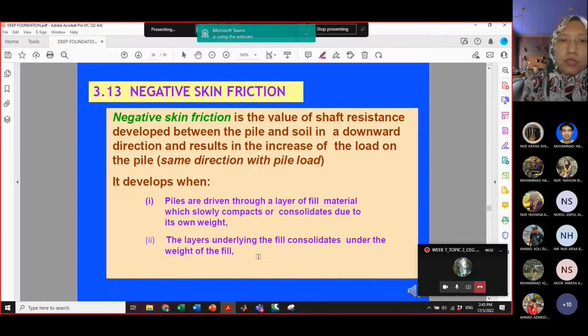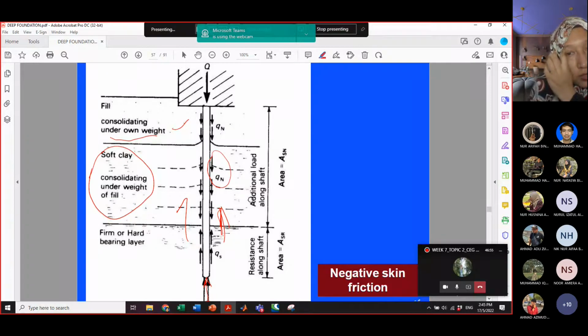So negative skin friction, look at this one, you can see how it is mentioned, the creation or the forming of the negative skin friction. So when we penetrate a pile, usually when we move downward, there will be skin friction in the opposite direction. But when negative skin friction happens, it does not give you upward skin friction. Instead it gives you skin friction, the contact between pile and soil, in the downward direction. So that's the condition in which negative skin friction is formed.